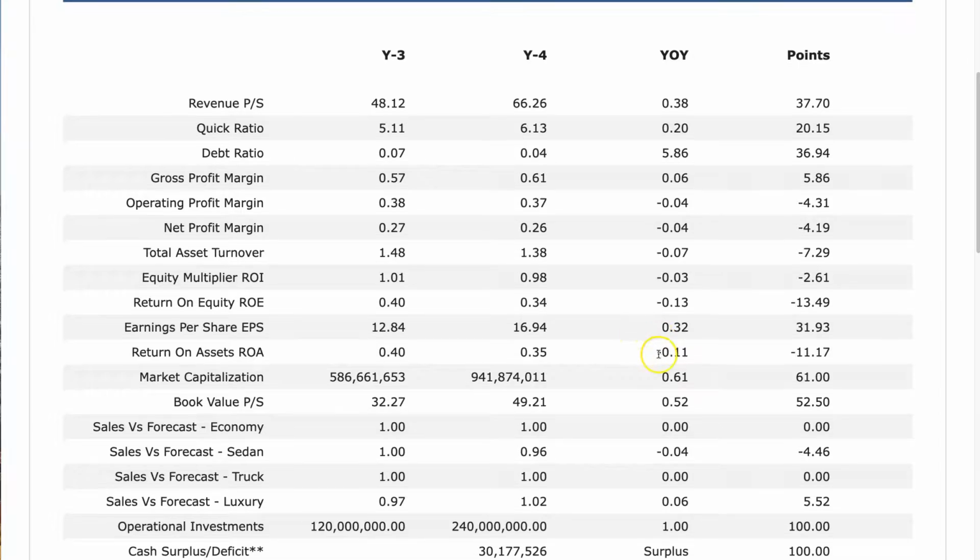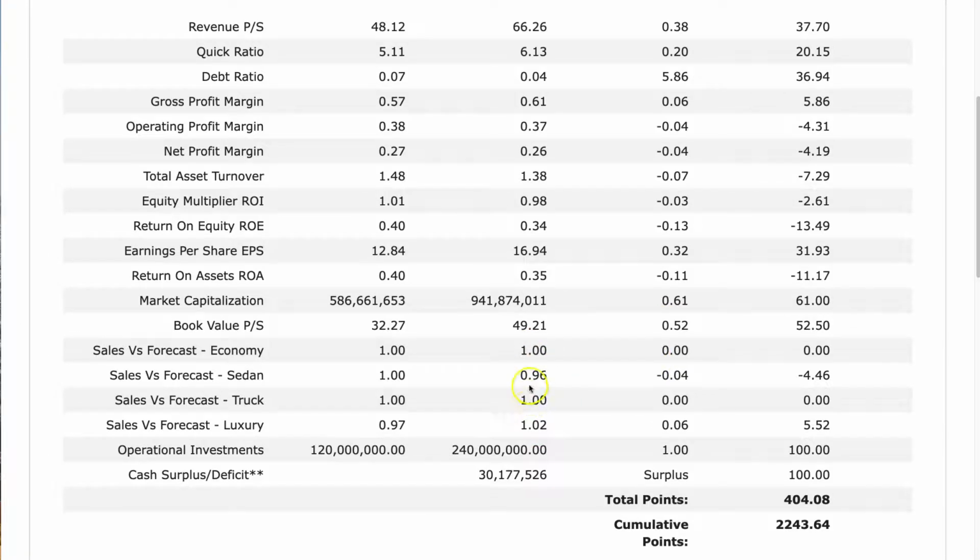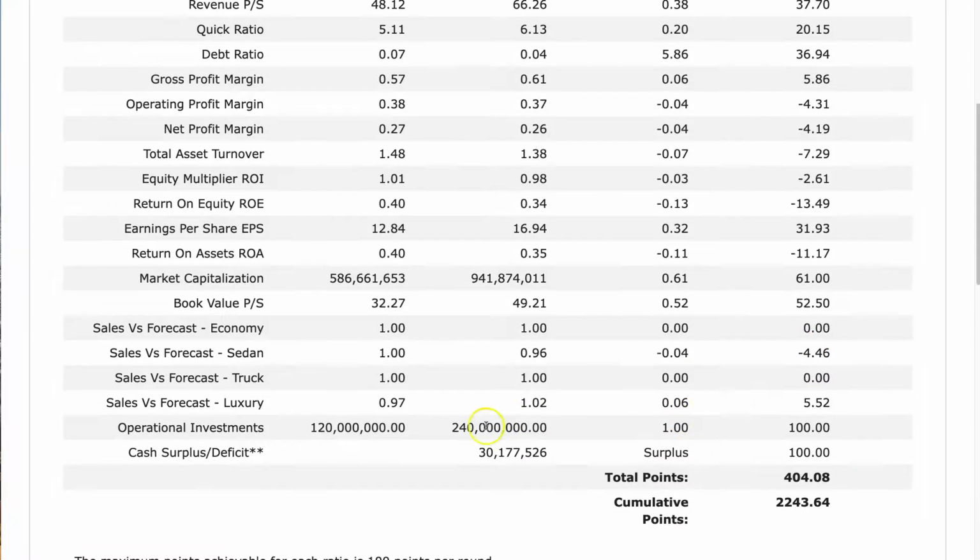My earnings per share went up. My market capitalization went up. My book value went up. My forecasts were pretty accurate. Just a little bit on the sedan side was a little down, 4 points down on that, but I made it up on the luxury. Now I did double my operational investments, so I got to 100 points there, and I did wind up having a surplus. So that earned me 400 points, which is my goal for each round. But my total cumulative points is 2243.